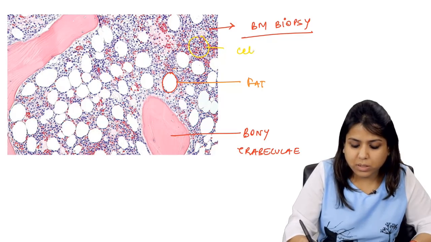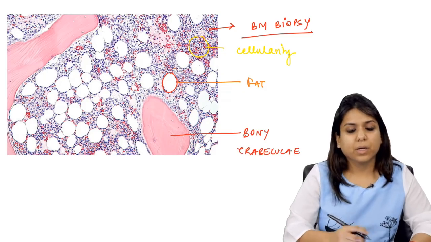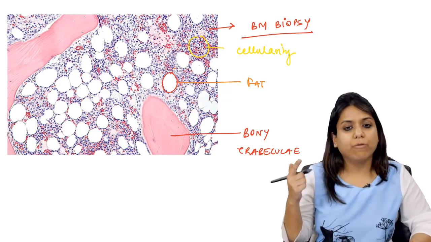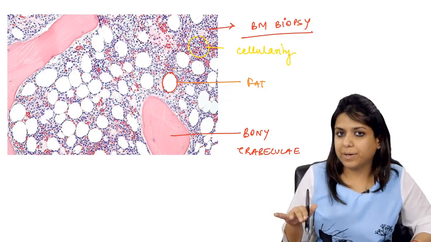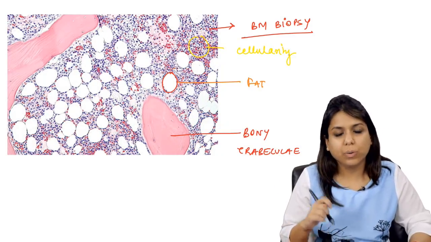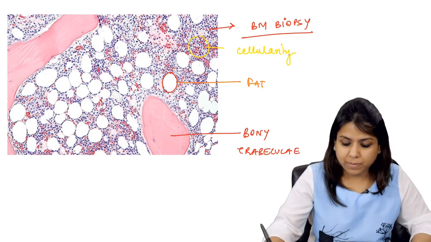This is the cellularity in the bone marrow. So you have fat, you have bony trabeculae, and you have a normal level of cellularity for that particular age. This is how a bone marrow biopsy will look like.